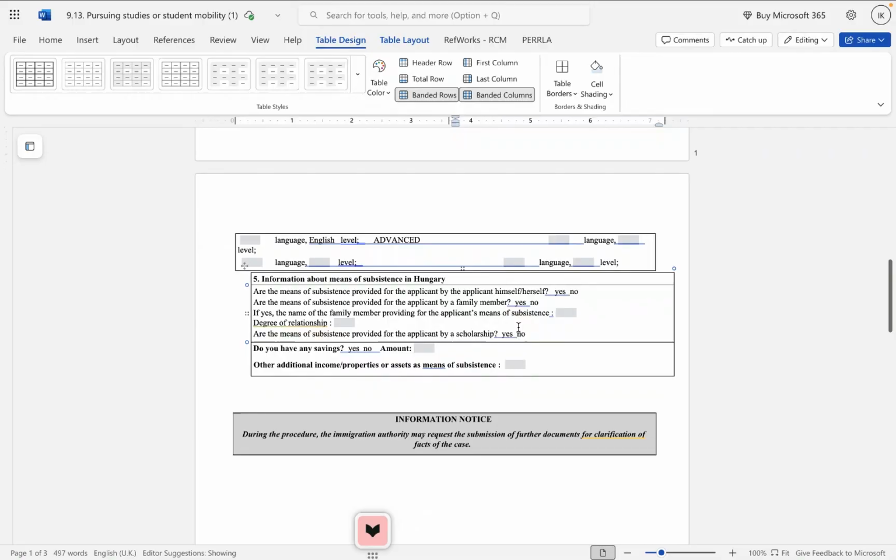Okay, and now this is another area. This is the information that you are to provide to state how you survive in Hungary. How are you going to survive in Hungary? So this is the point.